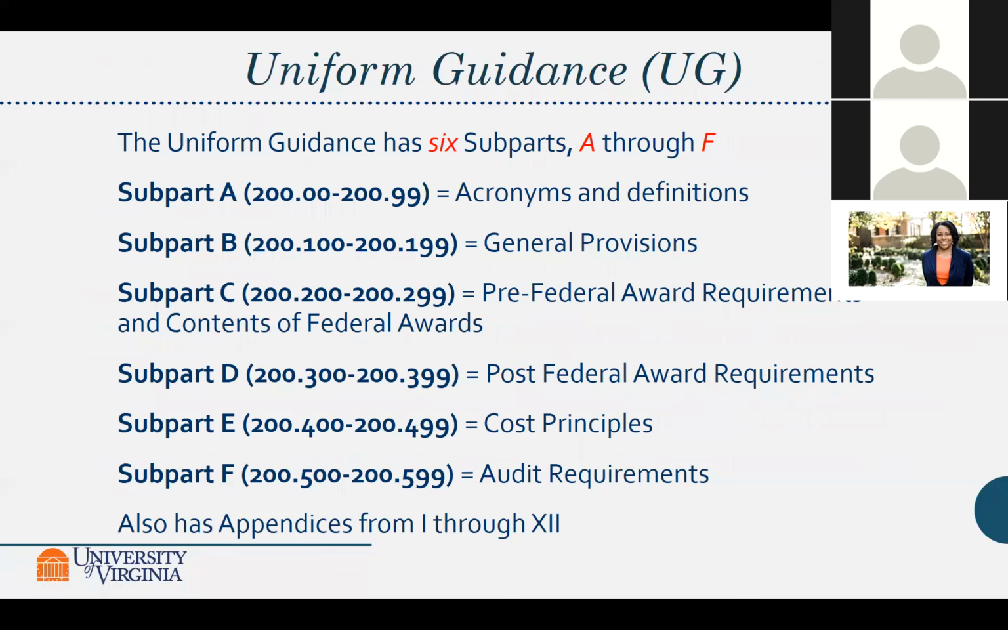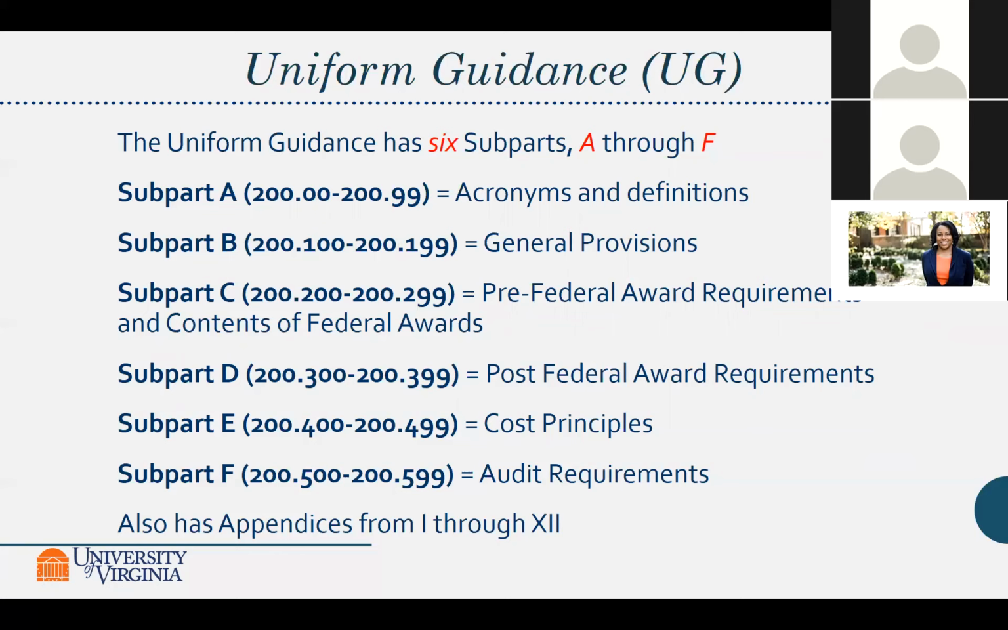So here are the 6 subparts of the UG. Subpart A is a bunch of acronyms and definitions. We're going to look at a few of those, but we'll sort of power through them. But the slides will all be here for you to reference back to. You can also access, if you Google 2 CFR 200, you can access the entire uniform guidance online.